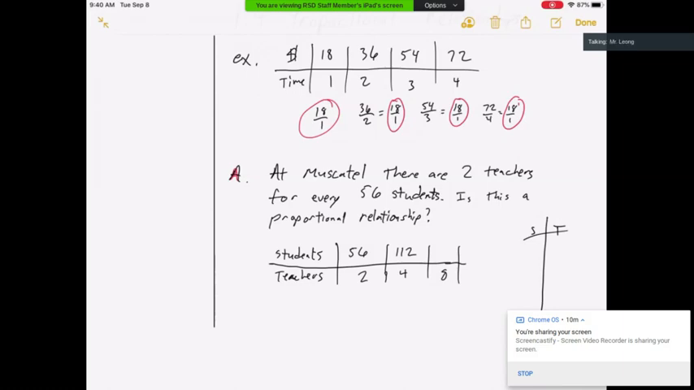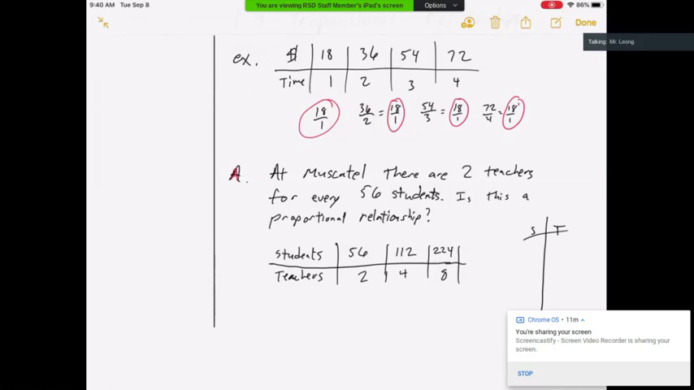All right, so that'd be, I believe, 224. Okay, so the question is this. The question is, is this a proportional relationship, right? And the way you answer that question is, are all the ratios the same? If the answer is yes, then it is proportional. If the ratios are not the same, then the answer is no.